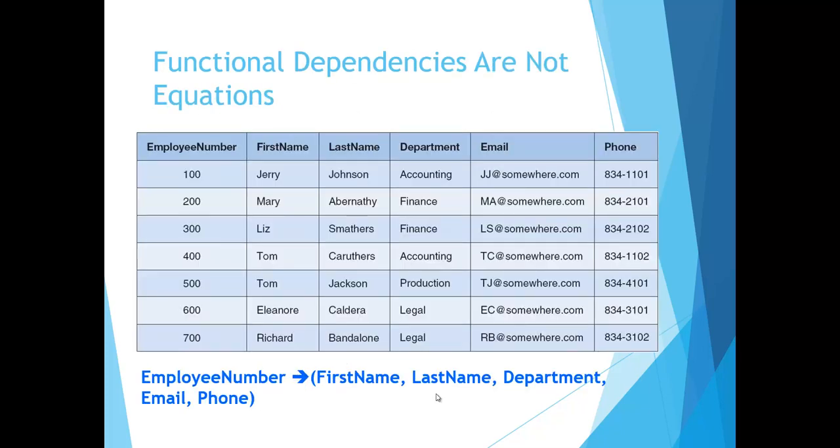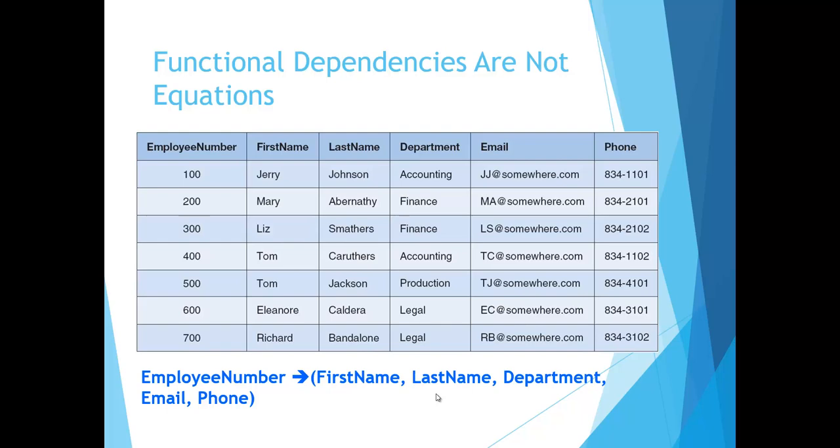The example in this slide shows that employee number is used as a primary key and is used to determine other values within the table. Employee number can determine other attributes such as the first name, last name, department, email, and phone number.